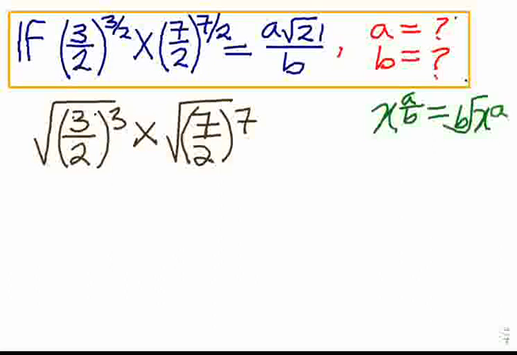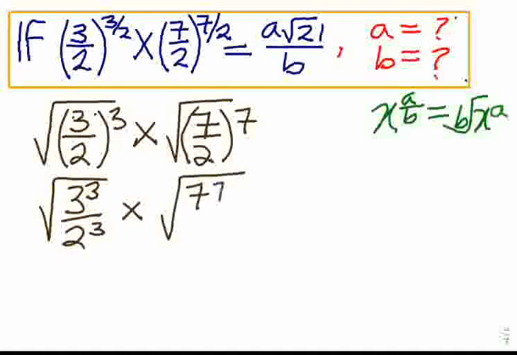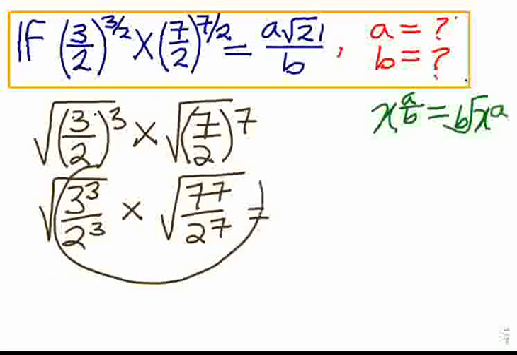What do we do next? The next thing I'm going to do is to split these two powers between them. So this is 3 raised to power 3 over 2 raised to power 3. Then by this side we have 7 raised to power 7 divided by 2 raised to power 7. What do we do next? The next thing I am going to do is to find the square root of each of the terms here. How do we find their square root?